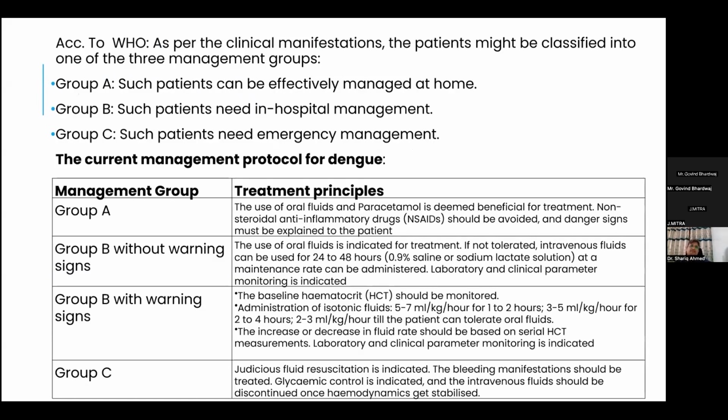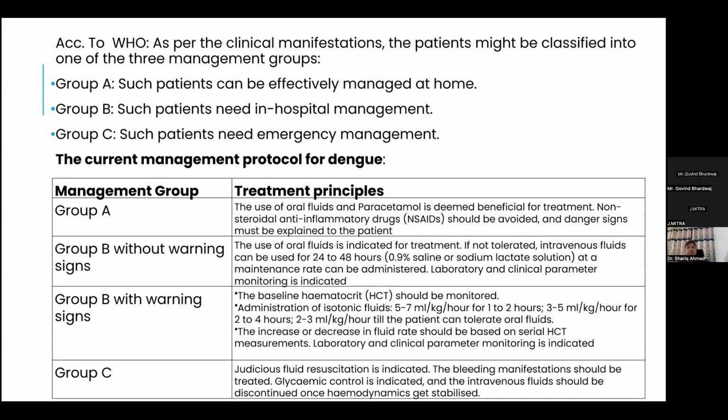WHO has given a treatment protocol. According to it, patients are divided into 3 management groups. All the dengue hemorrhagic fever or dengue fever patients in group A can be managed effectively at home. So what are the group A patient management guidelines? We use oral fluid and paracetamol, and we should avoid NSAIDs. NSAIDs are ibuprofen, diclofenac. We should avoid these and only use paracetamol and oral fluid. If the patient belongs to group A, then we can treat with this.